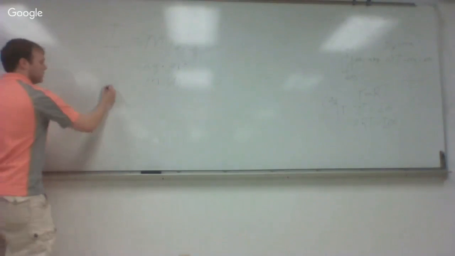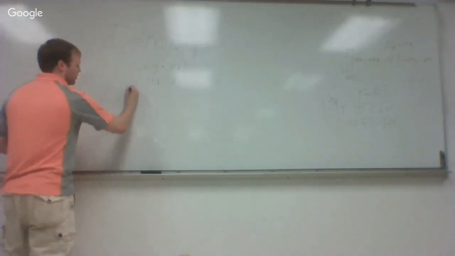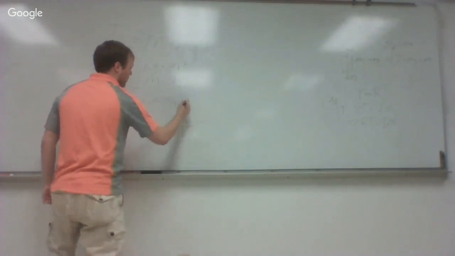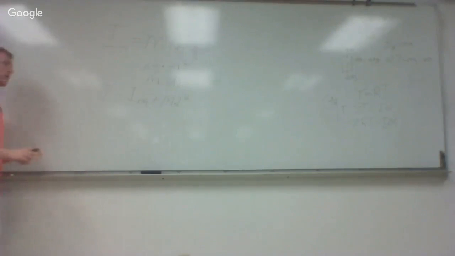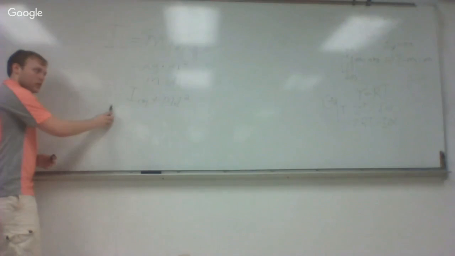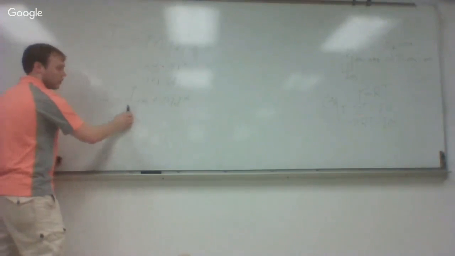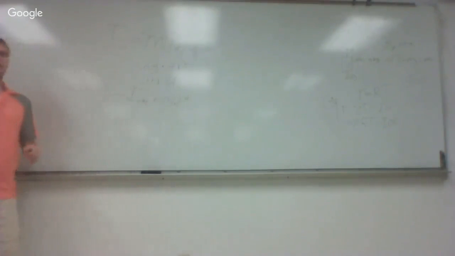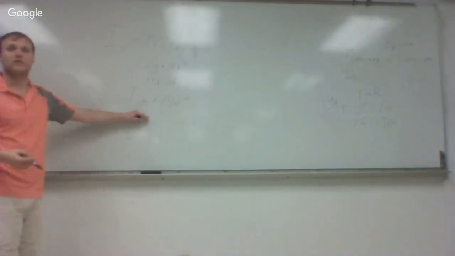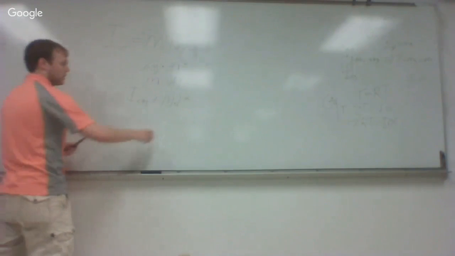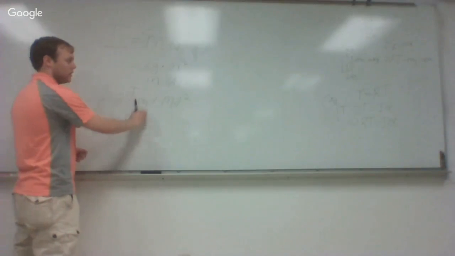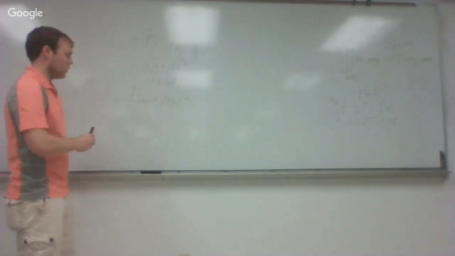You also have another equation: I equals the inertia at the center of mass plus m d squared. This is the parallel axis theorem. It's saying that the new inertia I equals the inertia at the center of mass plus the mass times d squared, where d is the distance the new point you're looking at is away from the center of mass. Okay, so that's the parallel axis theorem.